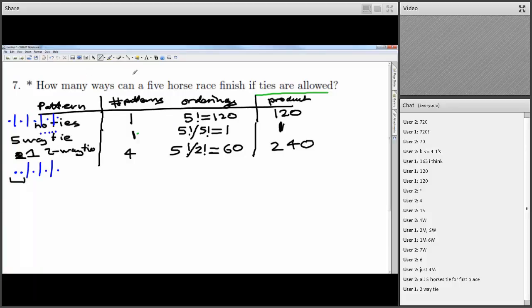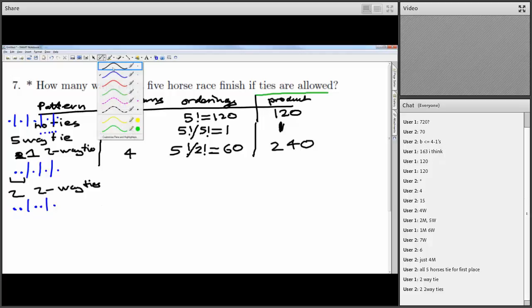So that's another pattern. Now you're going to start thinking of all the different patterns you might want to consider. We've got no tie, one two-way tie, a four-way tie. What other patterns can we have? Yep, we can have two two-way ties. Let's look at an example pattern: a two-way tie, another two-way tie, and then one by himself.